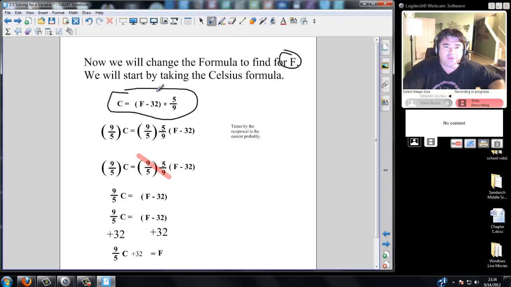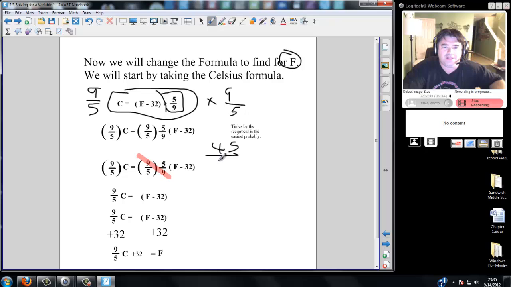Now remember, you have to start peeling the outer layers first, so this has to go. The easiest way is to times by its reciprocal. In other words, instead of 5 over 9, you're going to times by 9 over 5. Remember, if you do it to one side, you've got to do it to the other. So like that. And notice how this is here, and this is now here. Why? Because when you times something by its reciprocal, 9 times 5 is 45.